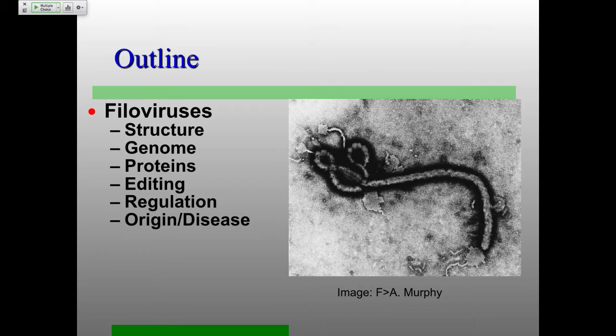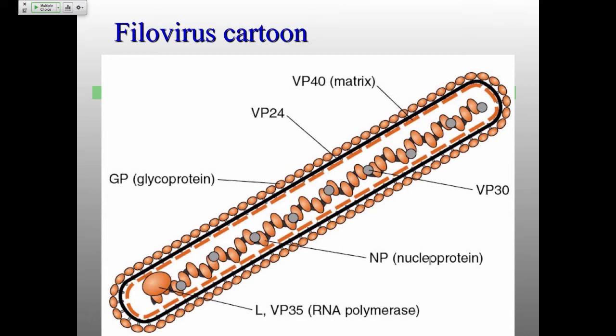Difference here is that we have this VP30 protein, but otherwise extremely similar. Glycoprotein on the outside, matrix protein. No, I don't expect you to remember VP40, VP24. I would expect you to remember L, but L is really easy because it's just the same as the rhabdos and paramyxos. NP instead of N, 99% of the time when you see N, it's going to be the same as NP, or NP is going to be the same as N.